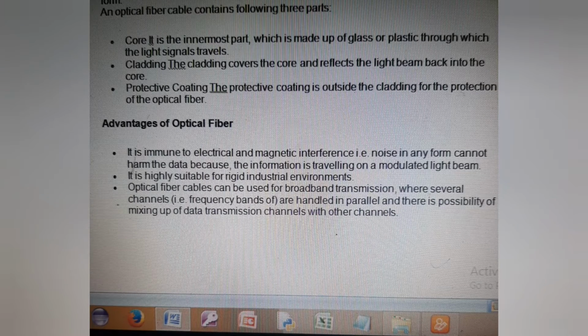Second, it is highly suitable for rigid industrial environments. If there is an industrial environment, it is very much suitable, and it can be used for broadband transmission.